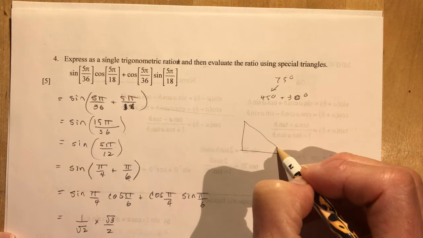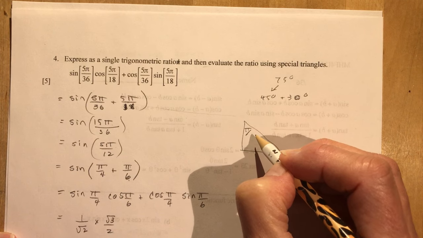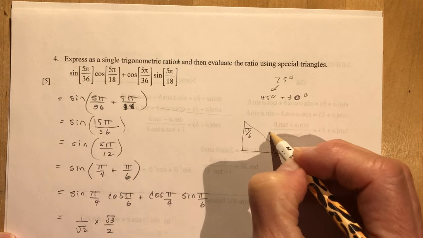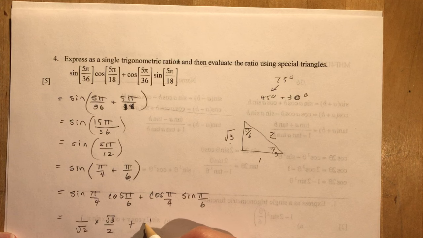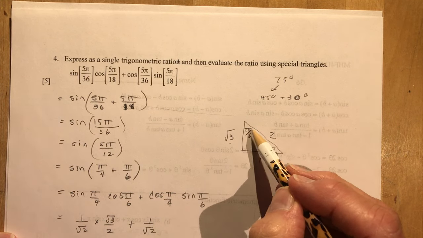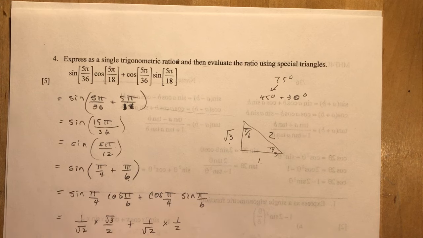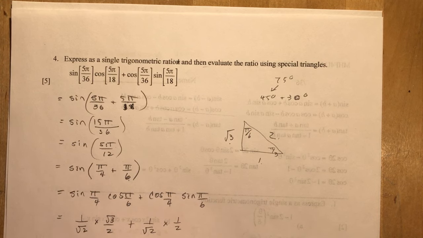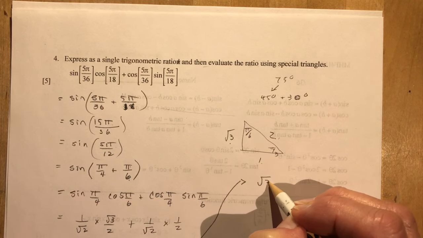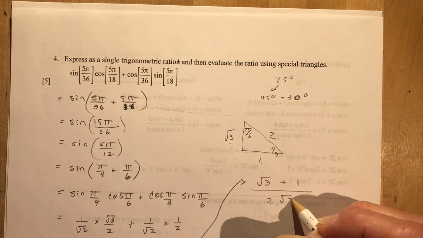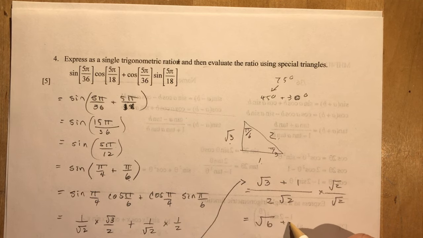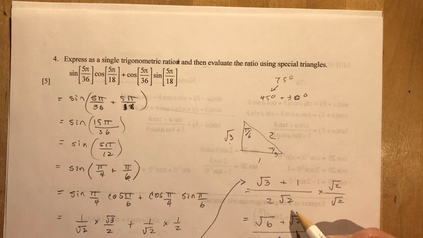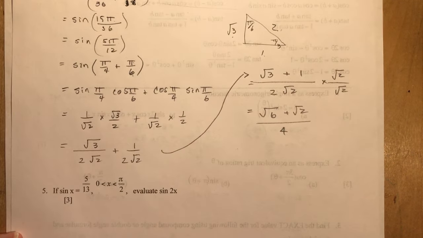You might want to just make a quick sketch. So we're dealing with this quadrant up here. Pi over 6, this is pi over 3, 2, 1, square root 3. Okay, so cos is adjacent over hypotenuse. And then the cos of pi over 4 is 1 over root 2. Sine of pi over 6 is 1 half. Okay, so now I have root 3 over 2 root 2 plus 1 over 2 root 2. And that's going to give me root 3 plus 1 over 2 root 2. And again, you're going to rationalize the denominator. That's going to give you root 6 plus root 2 over 4. You find that sometimes these things all look like the very same answers, almost, but not quite.